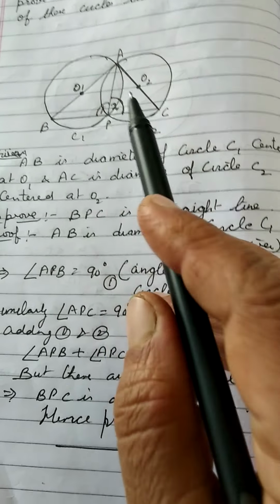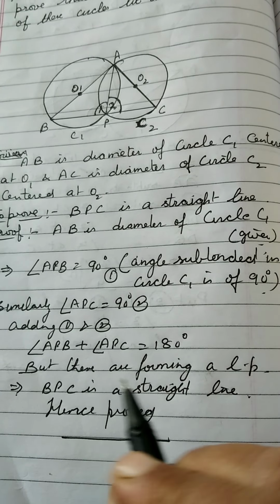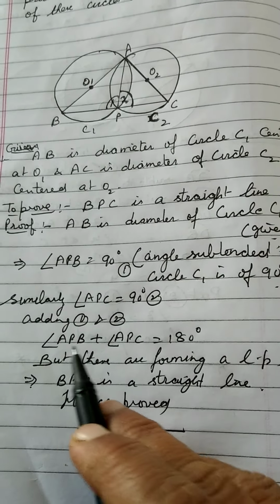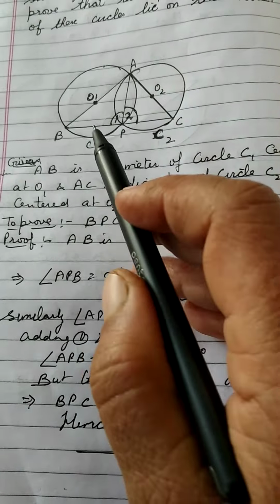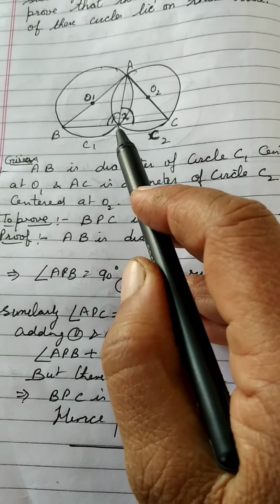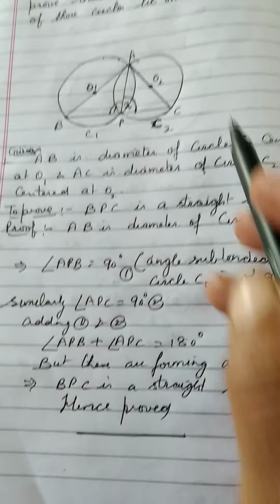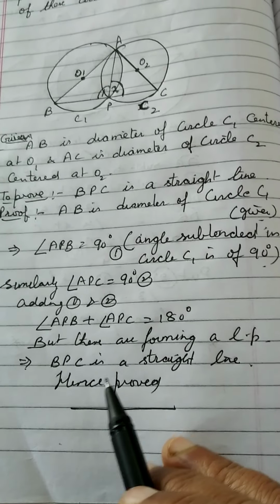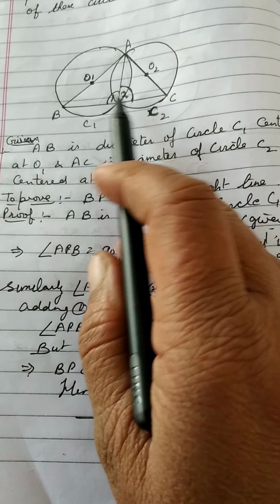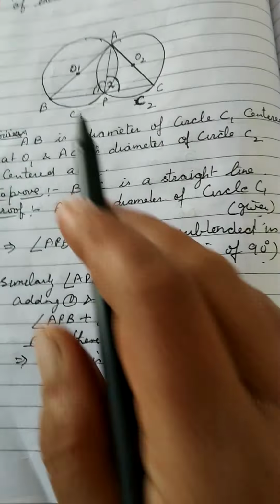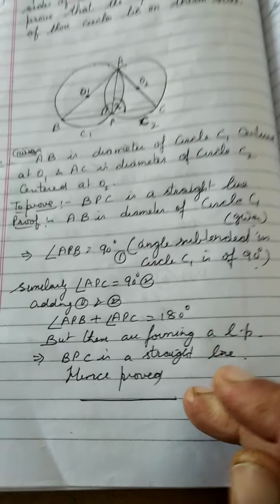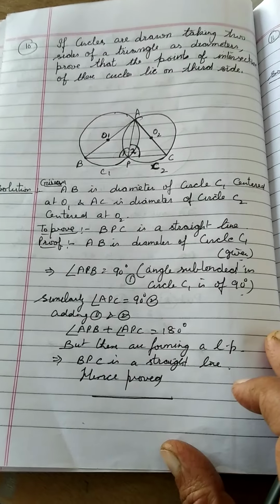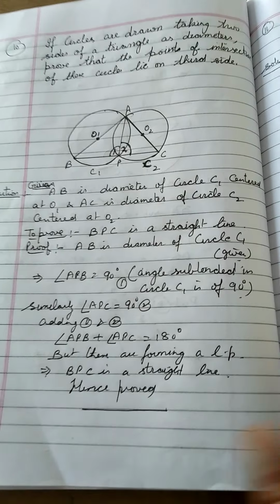Now the sum of these angles will be 90 plus 90, that is 180. Means angle APB plus angle APC is equal to 180. But these are forming a linear pair. Therefore, we say that BPC is a straight line. This is the solution for question number 10.